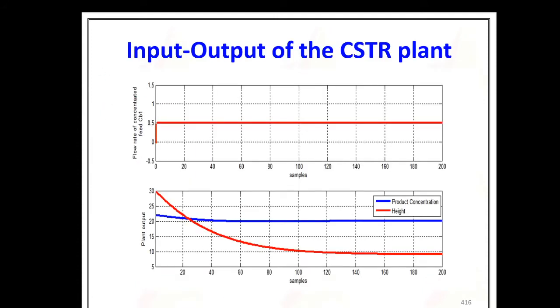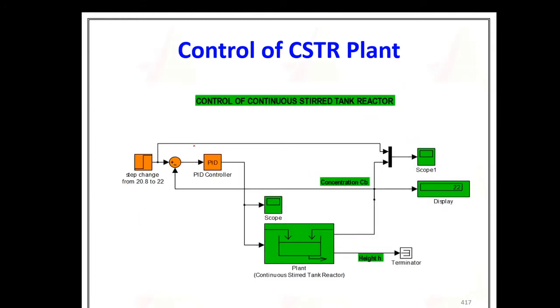This is the flow rate of the concentrated feed, input and output of the CSTR. Okay, so you can see this is the plant output. It starts from 24.9. This is the product concentration. This is the height. It starts from 30 and settles. So this is the open loop model.